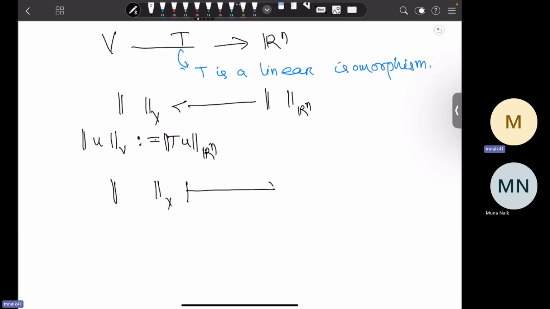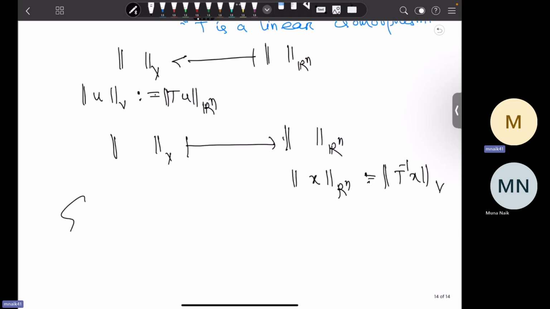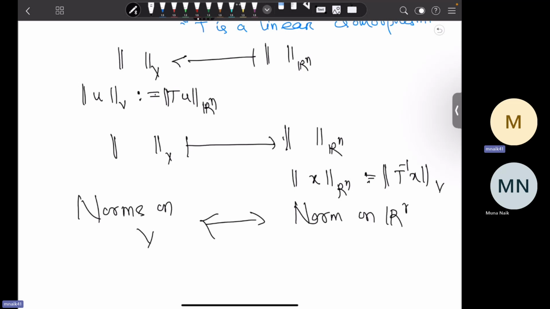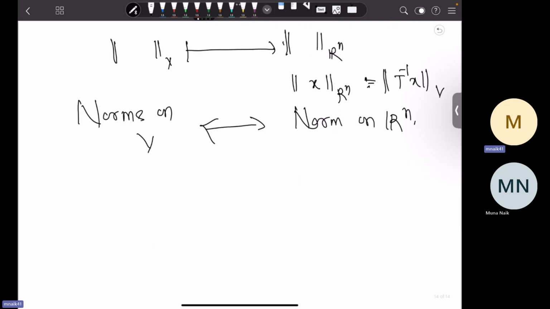Similarly, there is a norm on B that corresponds to a norm on Rn. And what is that? It will be defined like this: if X belongs to Rn, then by definition it is the norm of T inverse X. So what does this say? Norms on B are in one-to-one correspondence with norms on Rn. And we know that norms on Rn are equivalent.